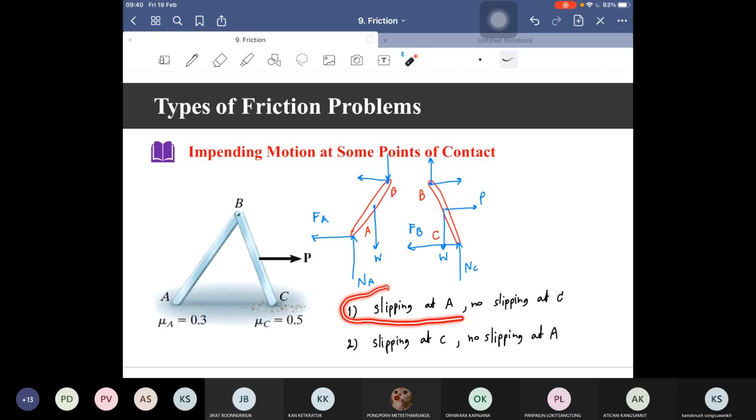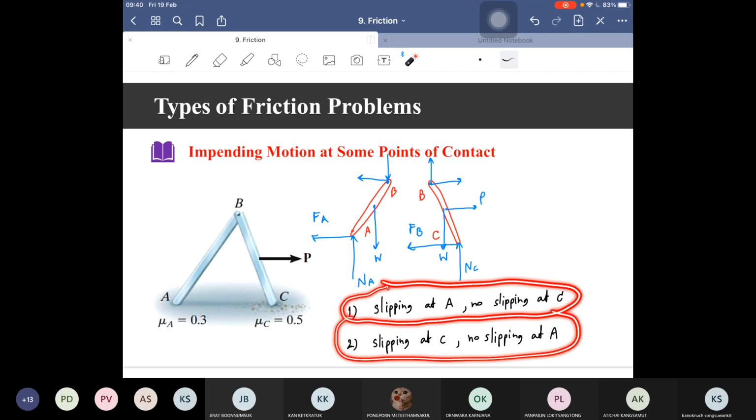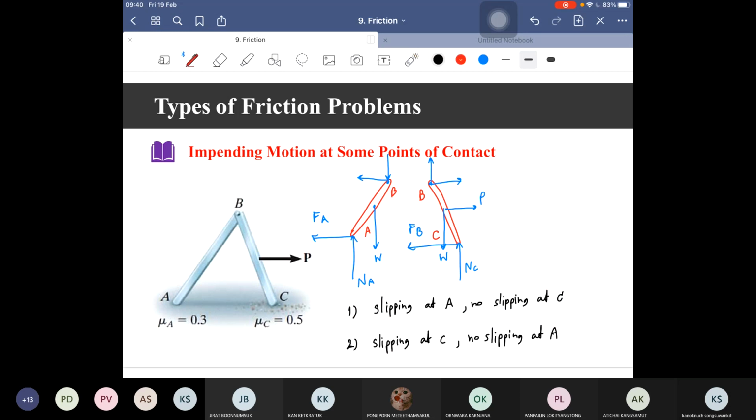Okay, and let's consider why these two cases can happen. Like for the first case, the slipping at A will occur if FA is smaller than or equal to 0.3 NA. And for FC, it's not slipping, so it might reach the maximum state or be less than 0.5 NC.